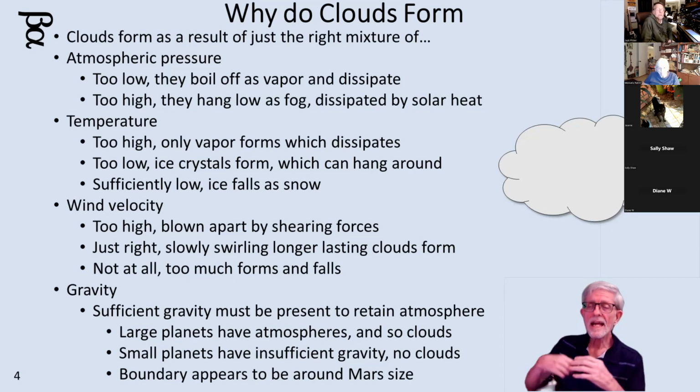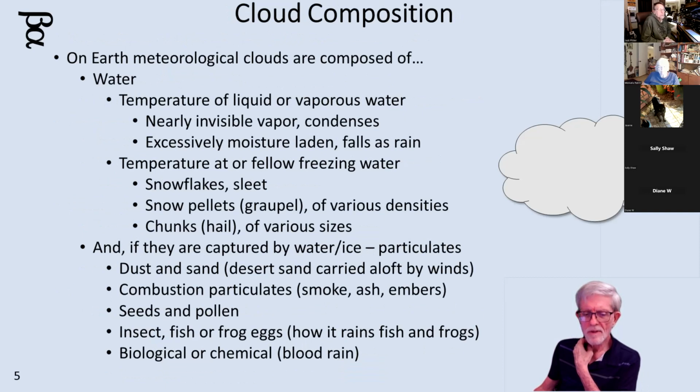We know that even larger amounts of gravity, and it doesn't necessarily need to be water vapor, they can be hydrogen, methane, a number of other elements than just hydrogen and oxygen for water. So what makes up clouds? Well, predominantly clouds are water here on Earth.